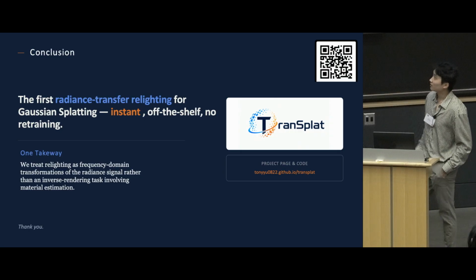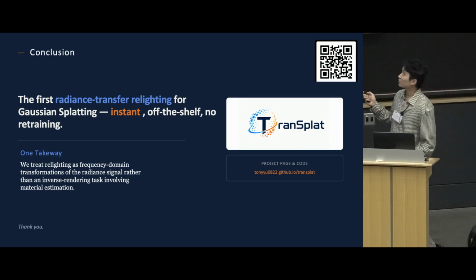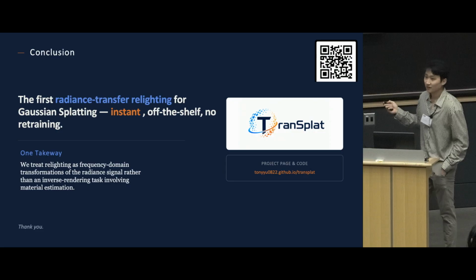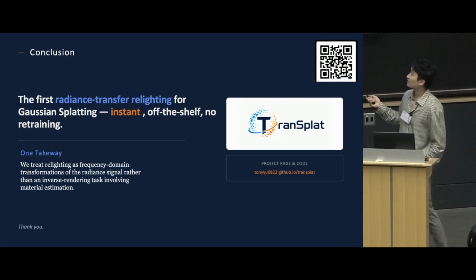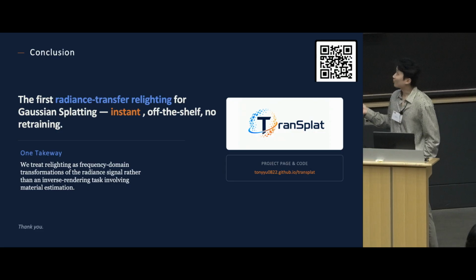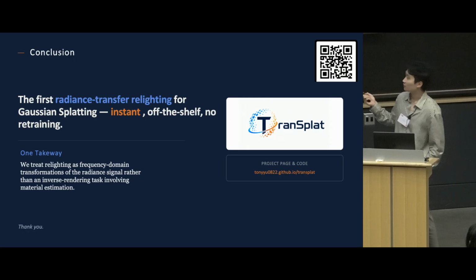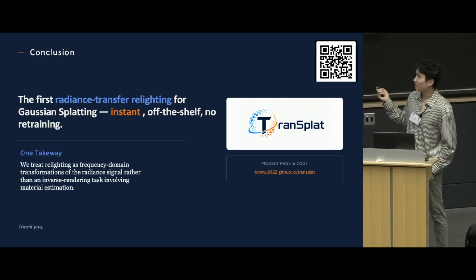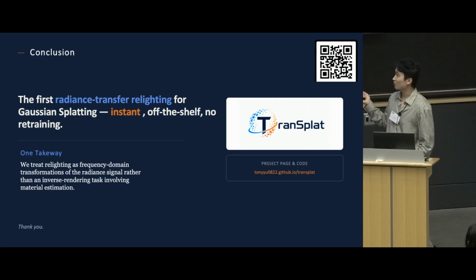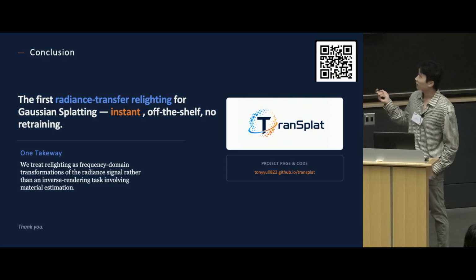So in conclusion, we are the first radiance transfer relighting method within Gaussian splatting that achieves instant off-the-shelf relighting without any retraining. And I think it's a pretty lightweight and elegant approach compared to conventional baselines. One takeaway is that we treat relighting as a frequency domain transformation of the radiance signal rather than just an inverse rendering task involving material estimation.